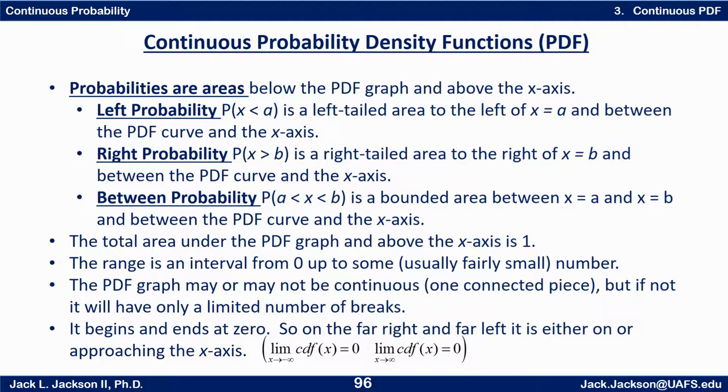The PDF graph may or may not be continuous, one connected piece, but if not, it will only have a limited number of breaks. And so it begins and ends at 0. So on the far right and the far left, it is either on or approaching the x-axis. We could say the same thing this way. The limit as x approaches negative infinity of CDF of x is 0, and the limit as x approaches infinity of CDF of x is 0.